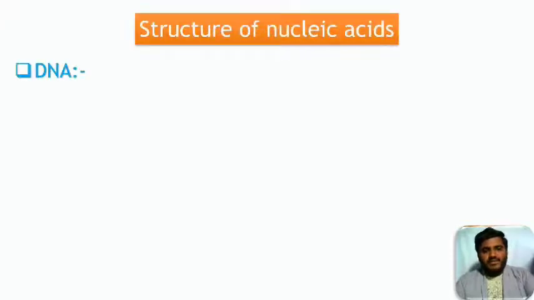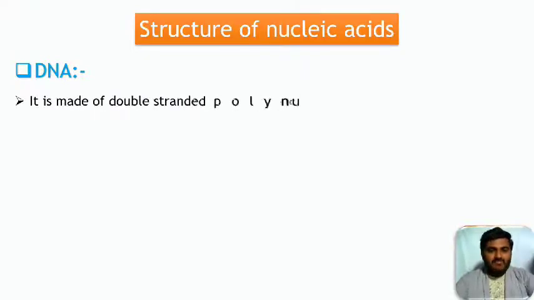Structure of nucleic acid. You already know nucleic acid is mainly categorized into two types, DNA and RNA. DNA is made up of a double stranded polynucleotide chain. What is DNA? DNA refers to deoxyribonucleic acid. Deoxyribonucleic acid is DNA. It is made up of a double stranded polynucleotide chain.